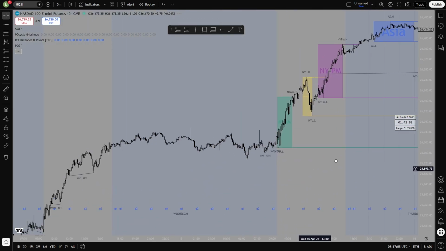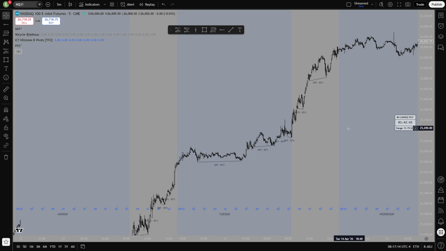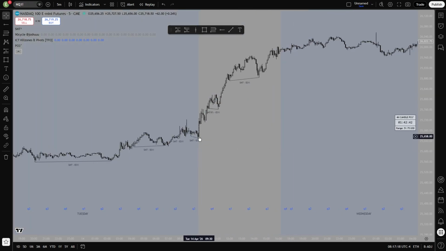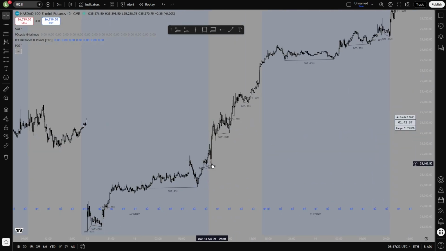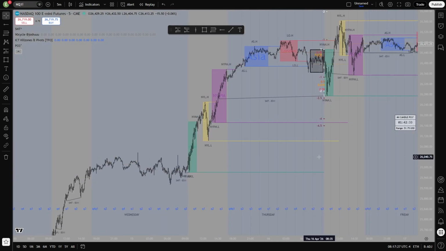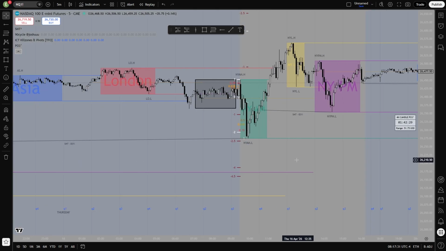If we can go back in time here, we can see that there's an SMT at every single low this previous week in New York. An SMT here on the 5-minute time frame. SMT here on the 5-minute time frame. And SMT here on the 5-minute time frame. There will always be some sort of 5-minute SMT at a high or a low in New York AM session.